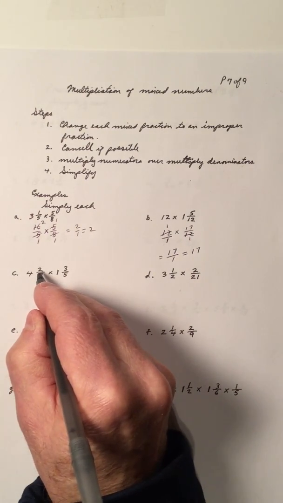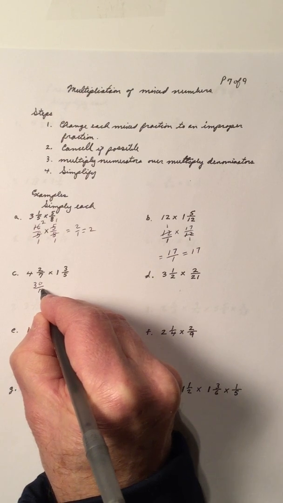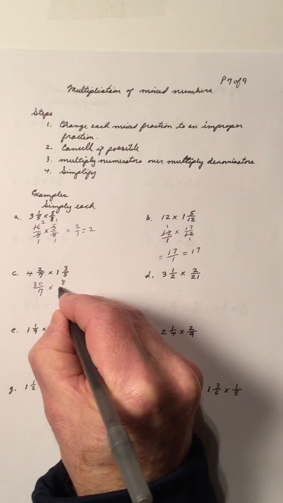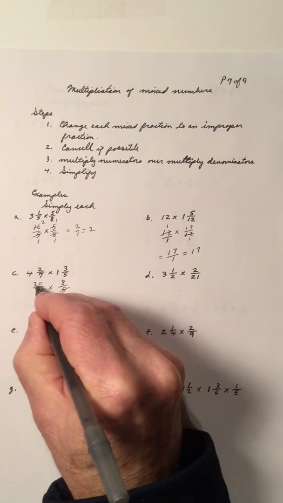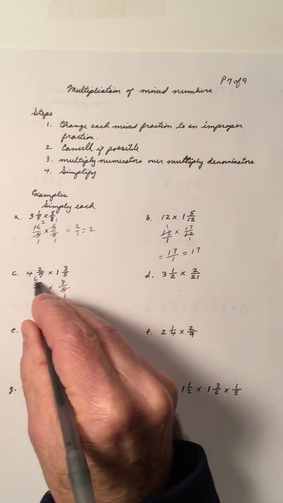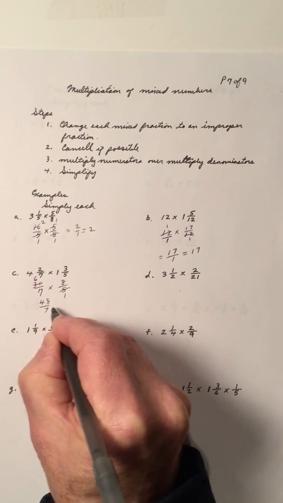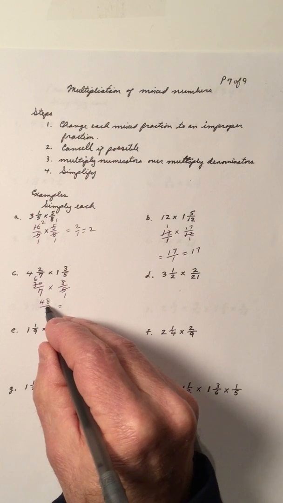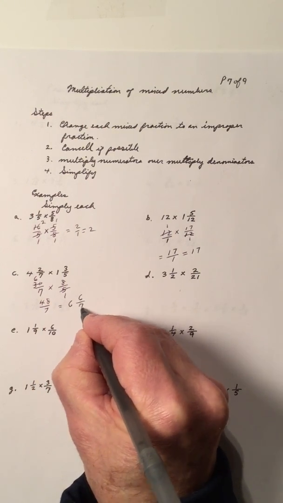Mixed numerals to improper fractions. 28 plus 2 is 30 over 7. Times 1 times 5 is 5 plus 3 is 8 over 5. Multiplying, cancel. 5 into 5 goes once, 5 into 30 goes 6. And that gives me 6 8s are 48 over 7. And 7 nines are 49. So it's a 6, 42, and 6 left over.